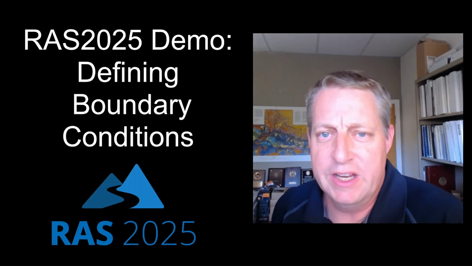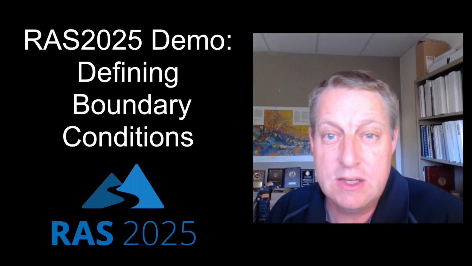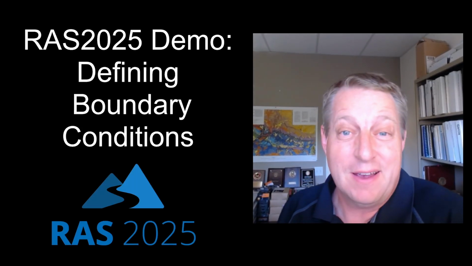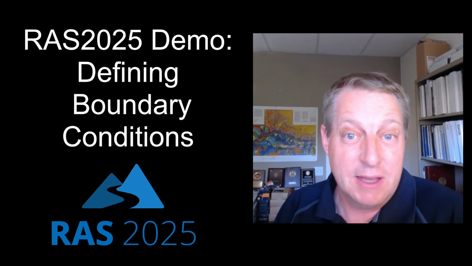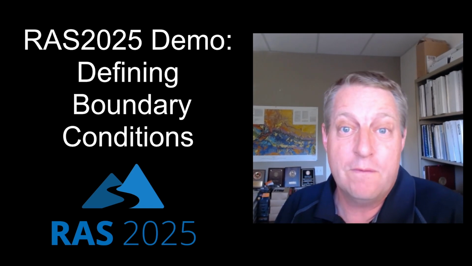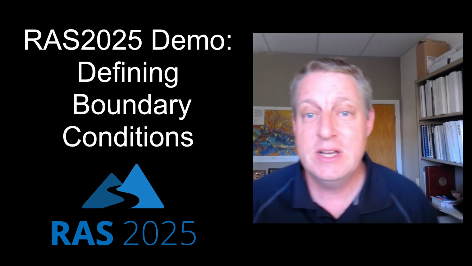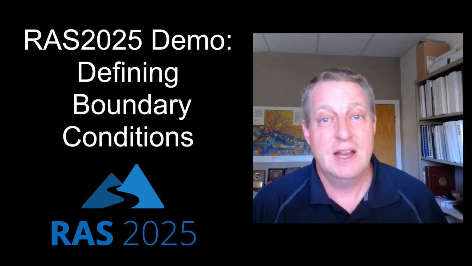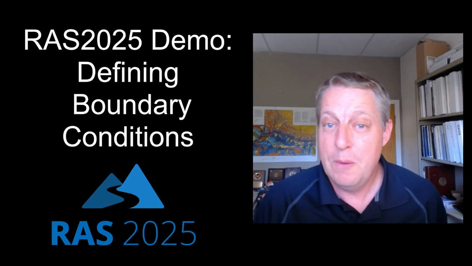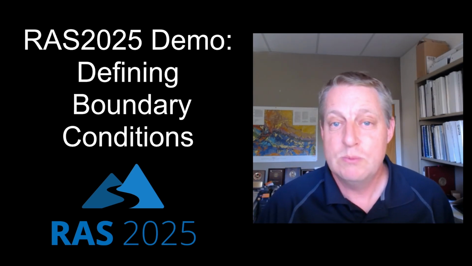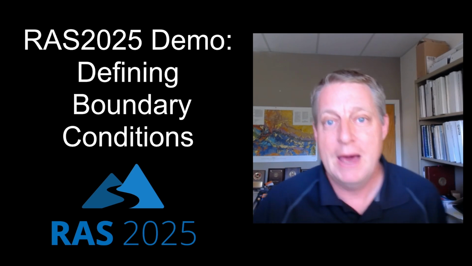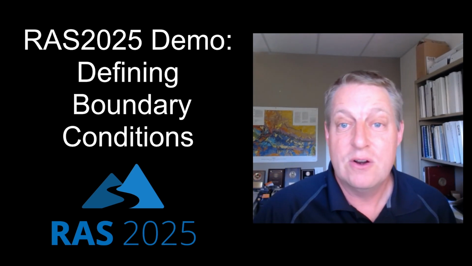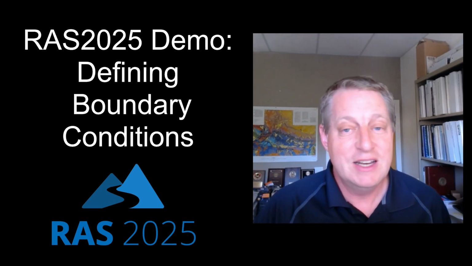So I think boundary conditions are one of the most intuitive things in RAS 2025. They work an awful lot like you would expect them to work if you are familiar with the RAS 6 series, but there are a couple of paradigm shifts that I think are going to be pretty useful for you to know about to make the transition go smoothly. So I'm just going to tell you a little bit about how boundary conditions are different in 2025 and then show you how to add them.